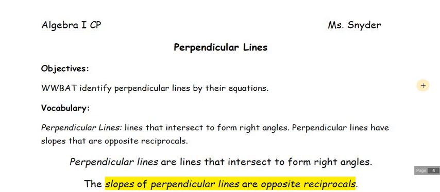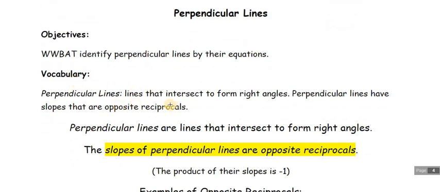Today's video lesson deals with perpendicular lines. So much like yesterday's lesson, which was parallel lines and identifying parallel lines based on slope, we're going to identify perpendicular lines based off of their equations by looking at the slope as well. As a reminder, perpendicular lines are lines that intersect to form right angles. They intersect at 90 degrees.